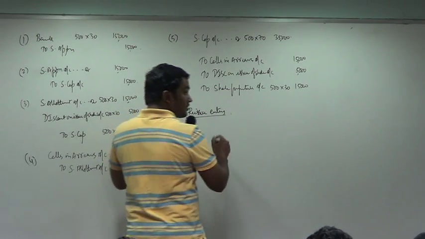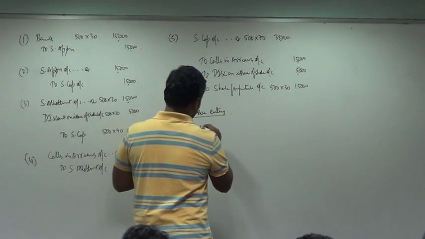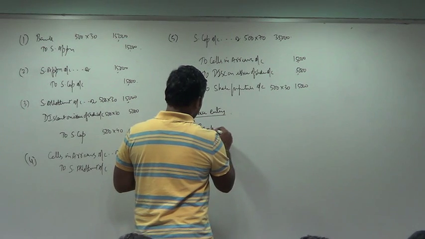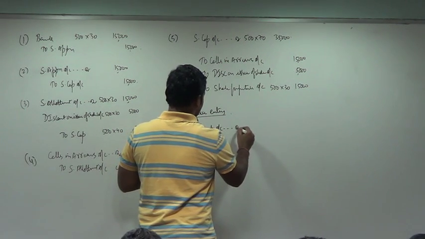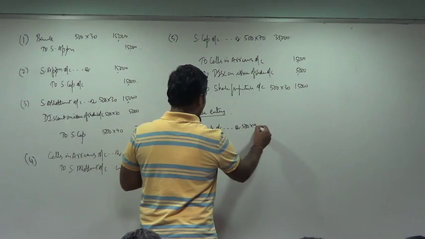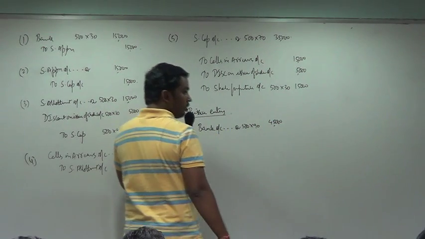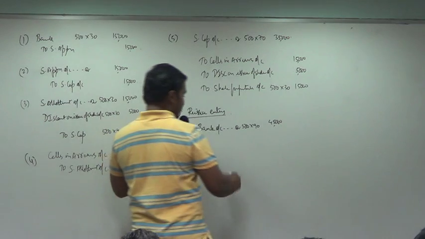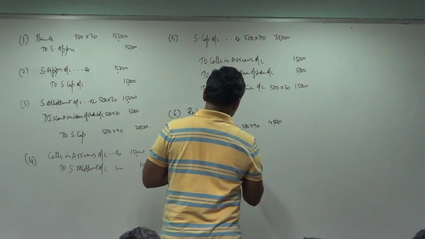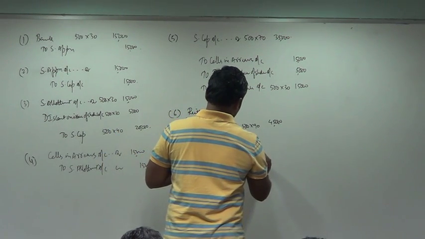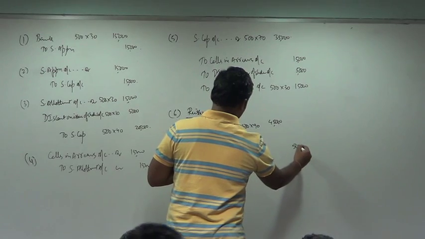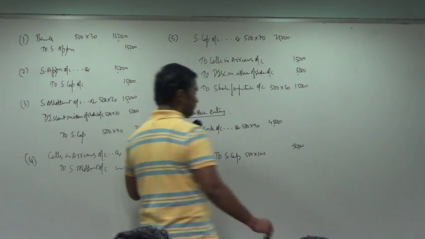We are reissuing all the shares for how much? 90 rupees. Bank account debtor, 500 into 90, 45,000. How much can we credit to capital account? Face value. Share capital, 500 into 100, 50,000.